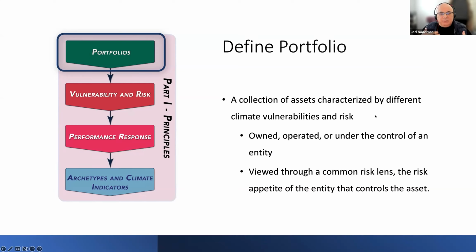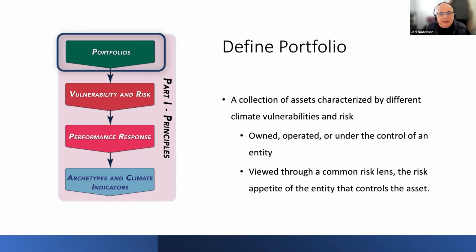Two key pieces that we landed on ultimately: it's owned, operated, or under the control of an entity. So it could be a government agency that's dictating, it could be a company that has a group of assets, or it could be a municipality that's managing a group of assets. And the reason that's important is that the work being done must be viewed through a consistent risk lens, so that the reason we're running the portfolio is to sort through the assets to create priority.